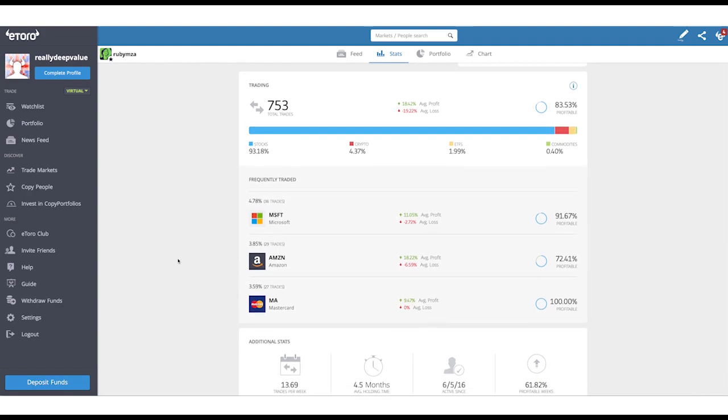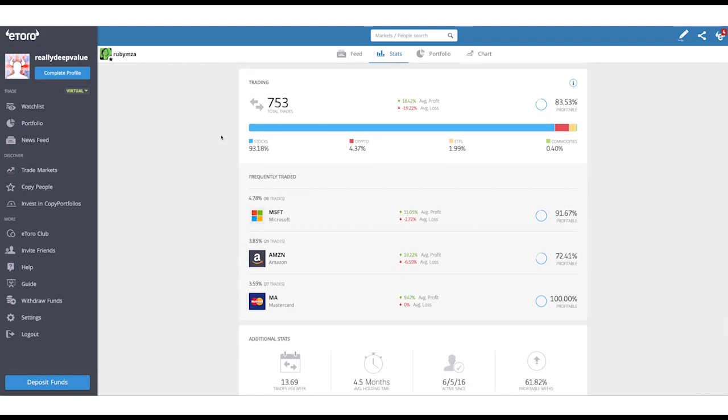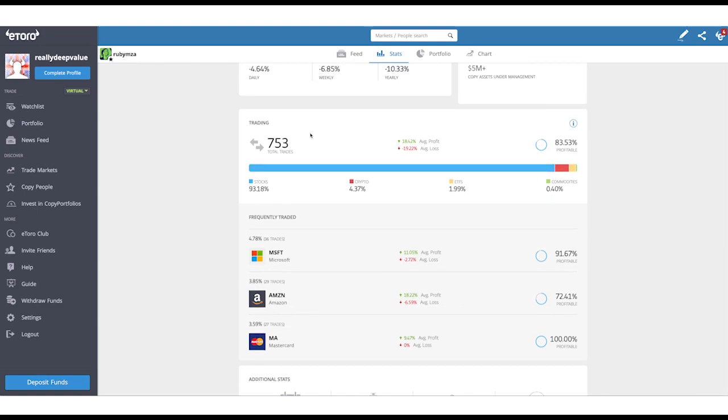We have some more details here, like what they're trading in, so you get an idea of asset allocation. So the stocks they're doing the trades on is 93% in stocks, 4% in crypto, 1.99% in ETFs. So there's a very high percentage of individual stocks that are being traded.